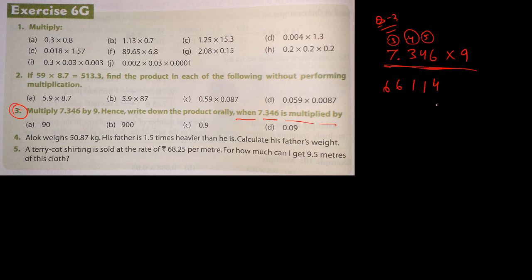66. Okay. So this is the answer, but we are having decimal after 3 digits, 1 2 3. So we will put decimal after 3 digits in the answer also. So the answer is 66.114.